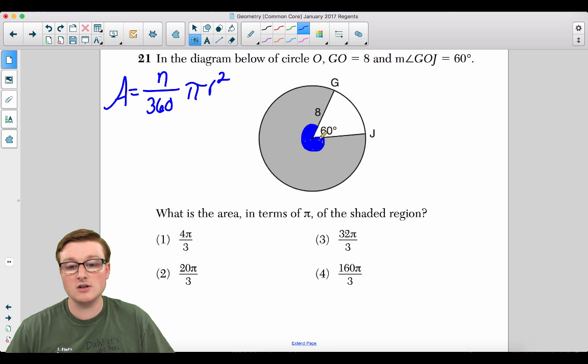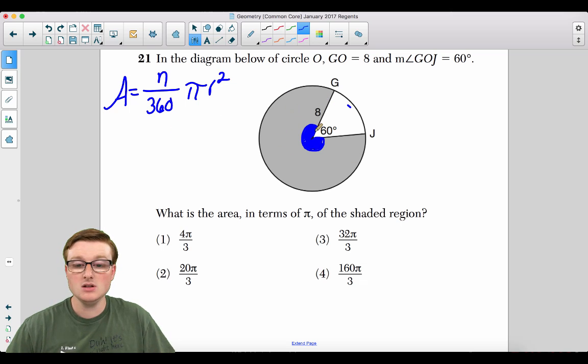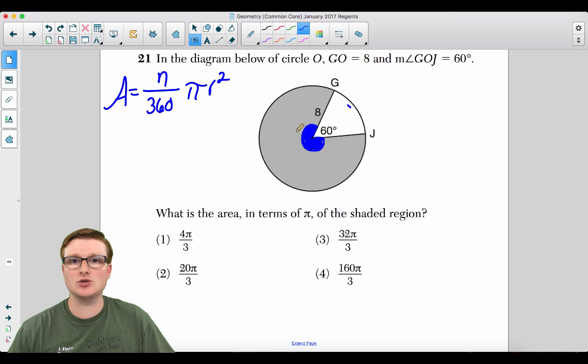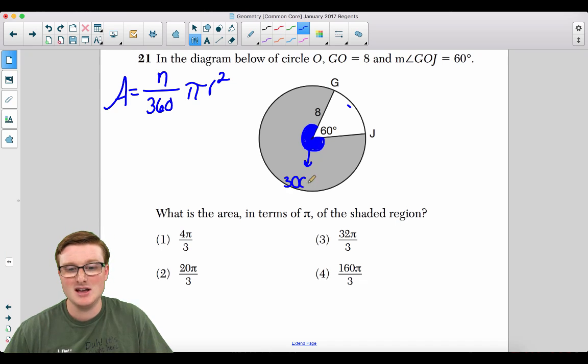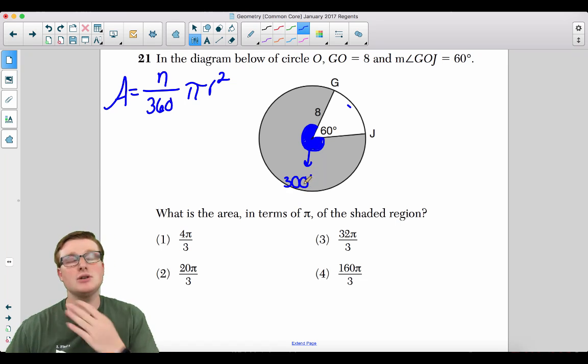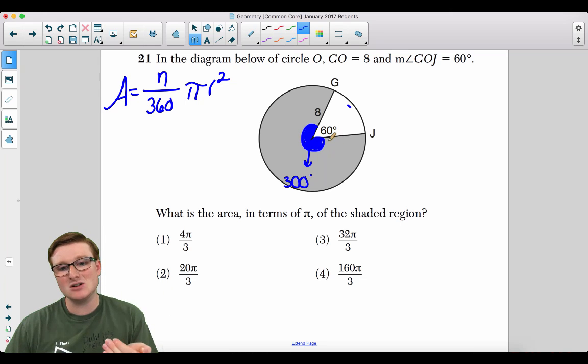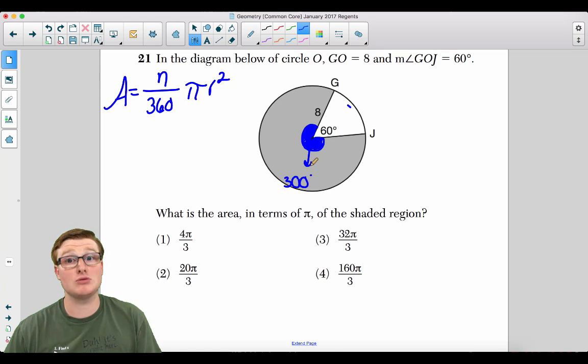So I guess someone decided to remove just one slice of the pizza and now they want to calculate the area of the whole thing. So, there are 360 degrees in a circle. This blue angle is going to be 300 degrees. Sorry, I just said the answer. I apologize. 300 degrees. It's 360 degrees minus 60, which is what's given here, and that equals 300.